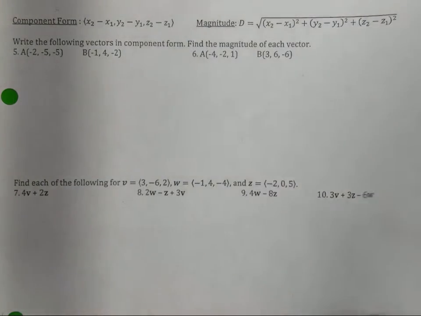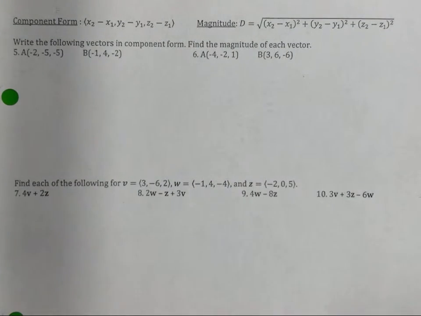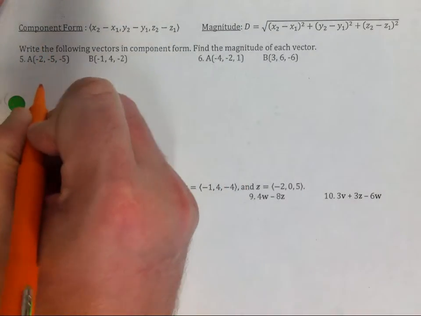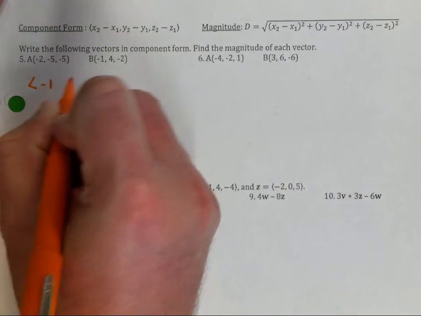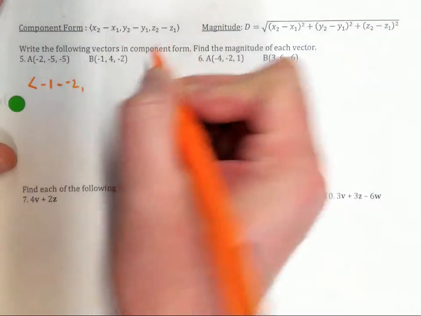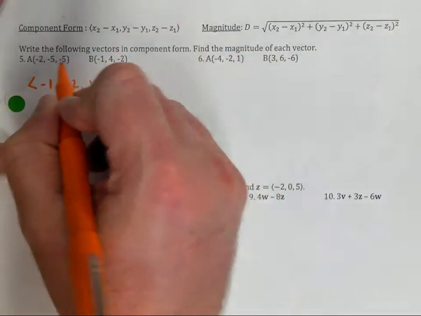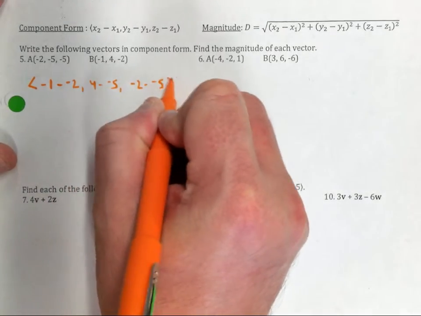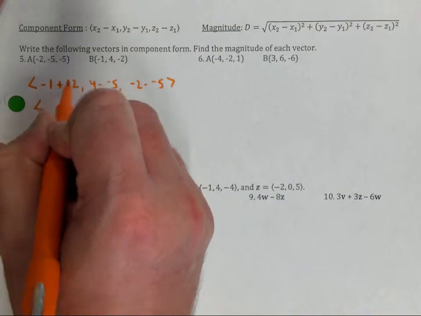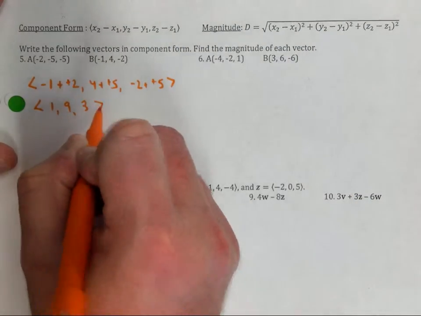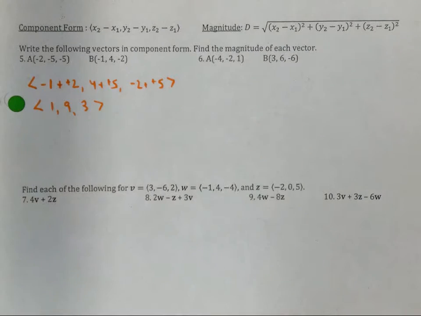Alright. So on number 5, let's do these problems. We want to write that in component form. What now? Okay. So I'm going to say negative 1 minus a negative 2, 4 minus a negative 5, negative 2 minus a negative 5. Double negative. And you get the component form 1, 9, and 3. Did you get that, Mason?